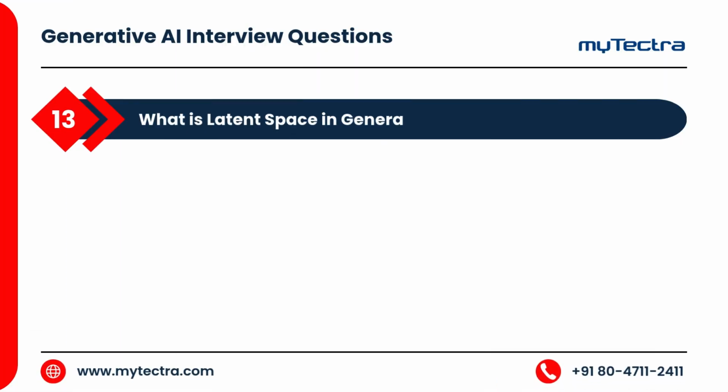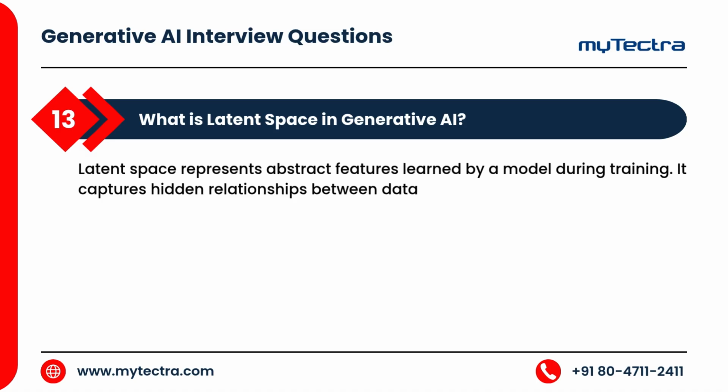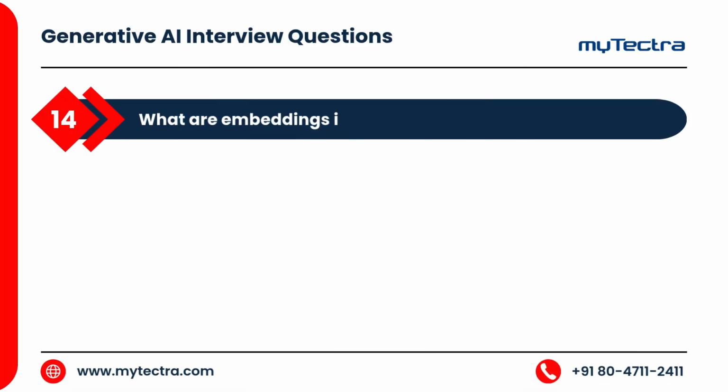What is latent space in generative AI? Latent space represents abstract features learned by a model during training. It captures hidden relationships between data points, allowing interpolation, for example, blending two faces or styles to generate a new one.